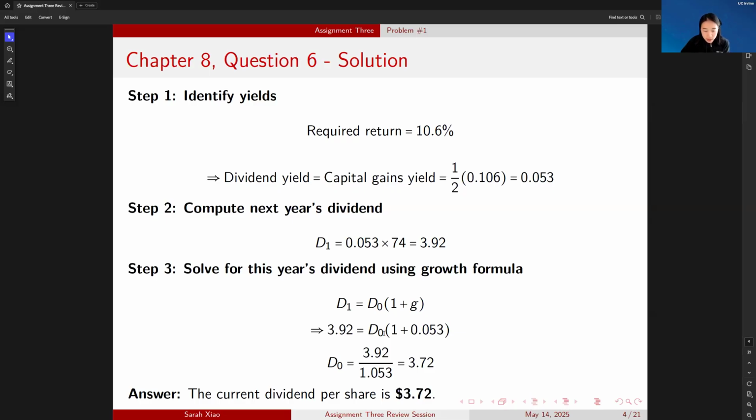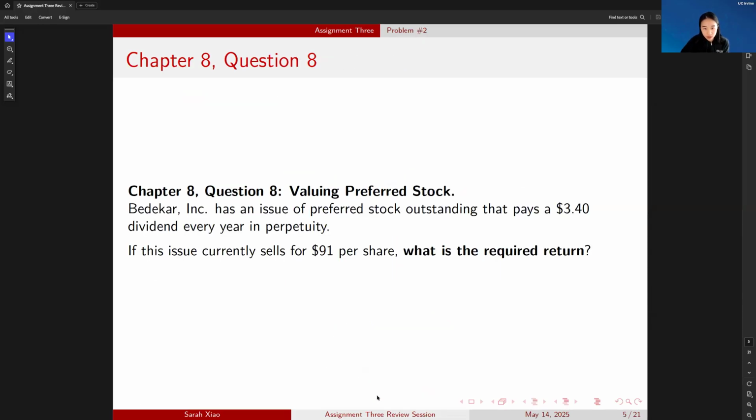Finally, we can solve for this year's dividend using the dividend growth formula. So D1 should be equal to D0 times 1 plus the growth rate. Plugging in the numbers we have here and here, we get that the dividend this year is 3.72. All right. Moving to the second question.